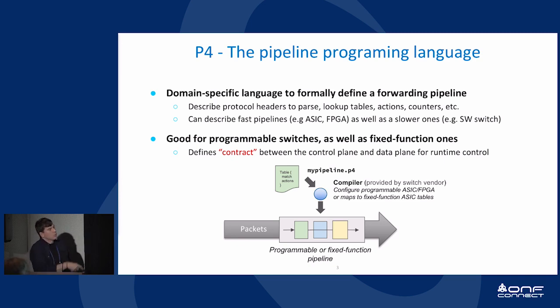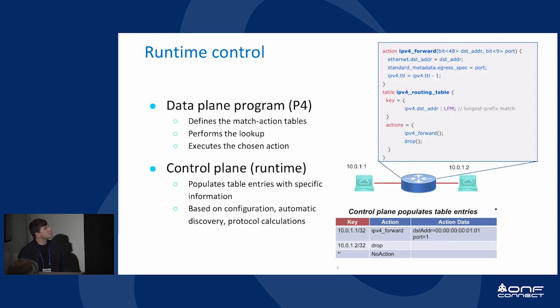This is the workflow you usually find with P4. You have a P4 program, you have a compiler, usually provided by a switch vendor. In the case of a programmable ASIC or forwarding device, this compiler is used to compile the P4 program and realize this given pipeline on the device. In the case of a fixed function ASIC, what the compiler produces, or a human compiler can produce, is a mapping between the logical tables defined in a P4 pipeline and the physical ASIC tables.